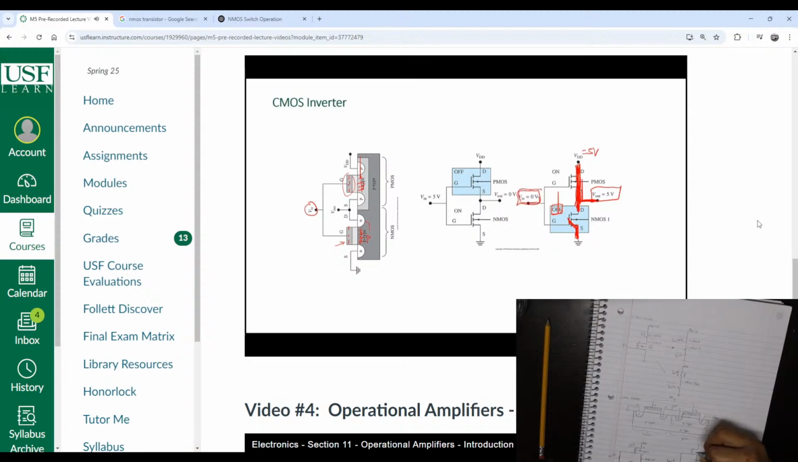The input low, the output high, right? This is what we call the CMOS inverter. When the input is high, the output is low. And when the input is low, the output is high. This is what we demonstrated.